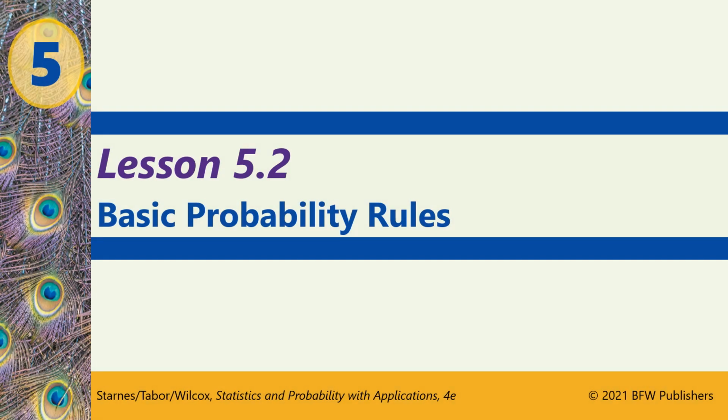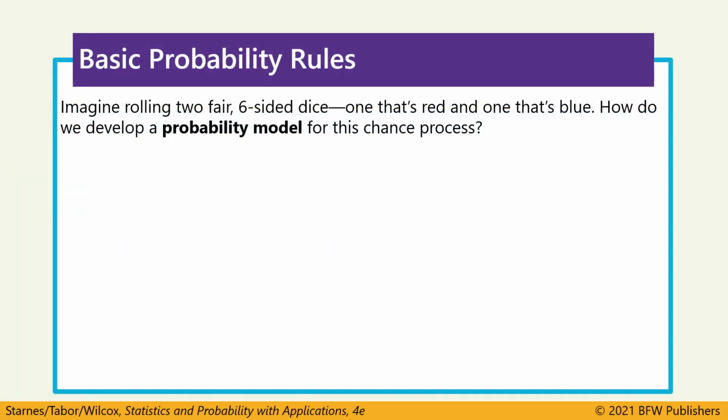Section 5.2 Basic Probability Rules. Let's say we want to explore probabilities that result from rolling two fair six-sided dice, one that's red and one that's blue. How would we develop a probability model for this chance process?